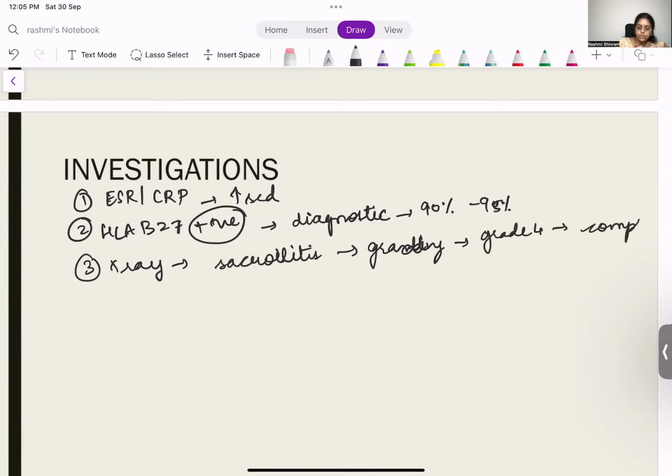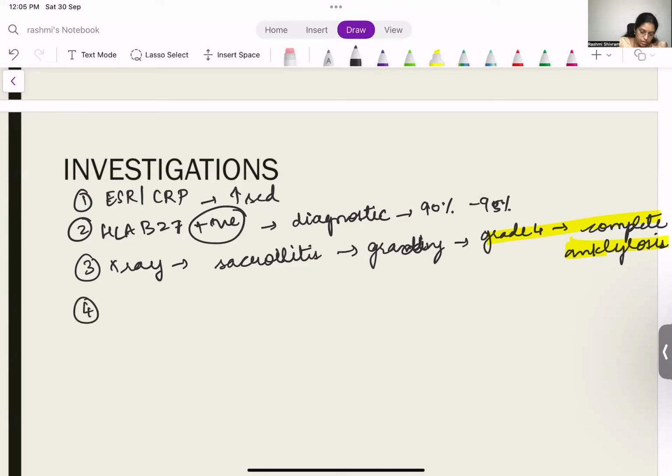You need to remember grade 4, complete ankylosis. What do you mean by ankylosis? There is complete fusion of the joints, the intervertebral joints. So grade 4 is complete ankylosis. These are the findings on X-ray.